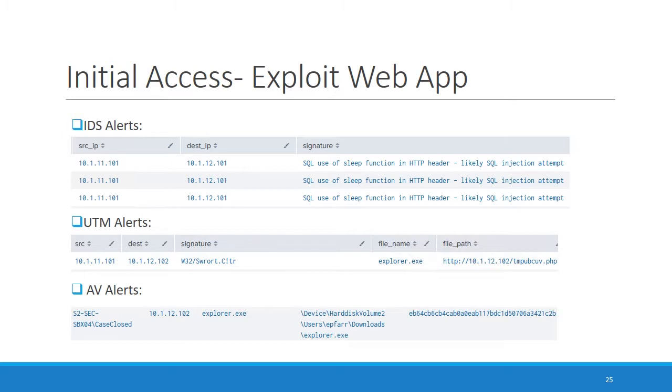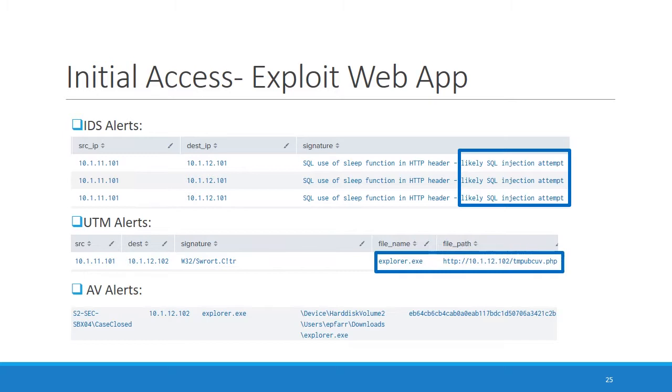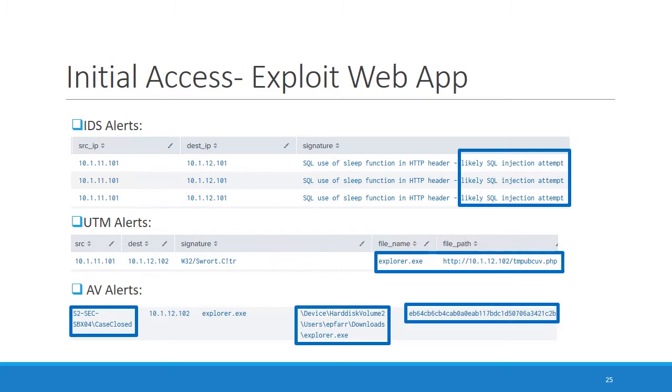We can see some potential SQL injection attempts from our IDS. Our UTM gives us a signature, file name, the path of the uploader. And finally, our AV gives us some additional context like the user that executed that particular payload, the path, and the hash so that we can look it up.